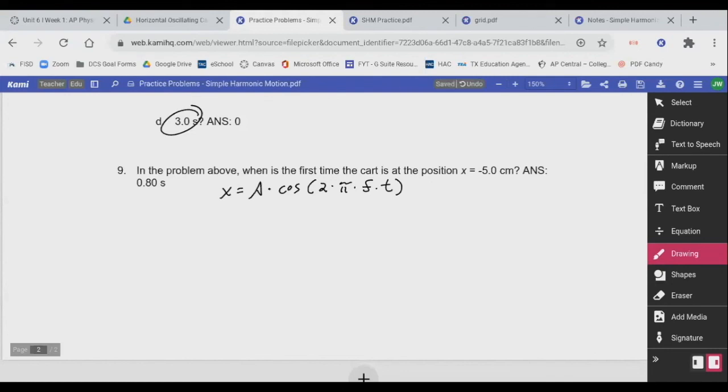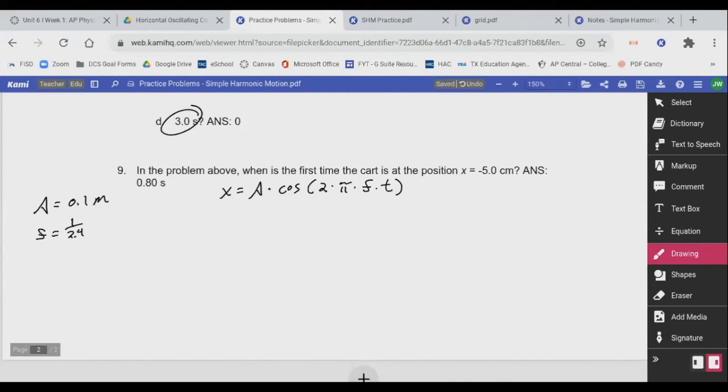In this case, what do they tell us in the problem above? What is the first time? It's still based on the problem above. So we know the amplitude is equal to 0.1 meters. We know that the frequency is still equal to, see if I can find it in my notes, 1 over 2.4. Is there anything else pertinent?